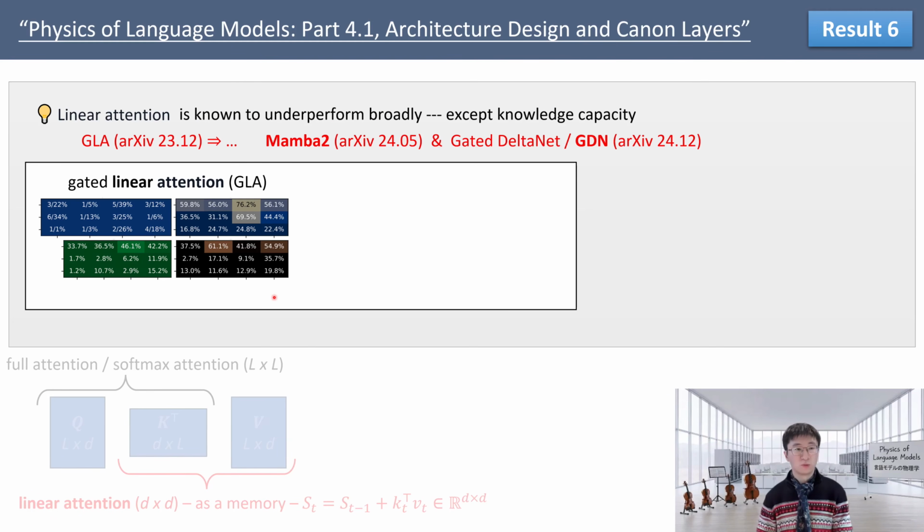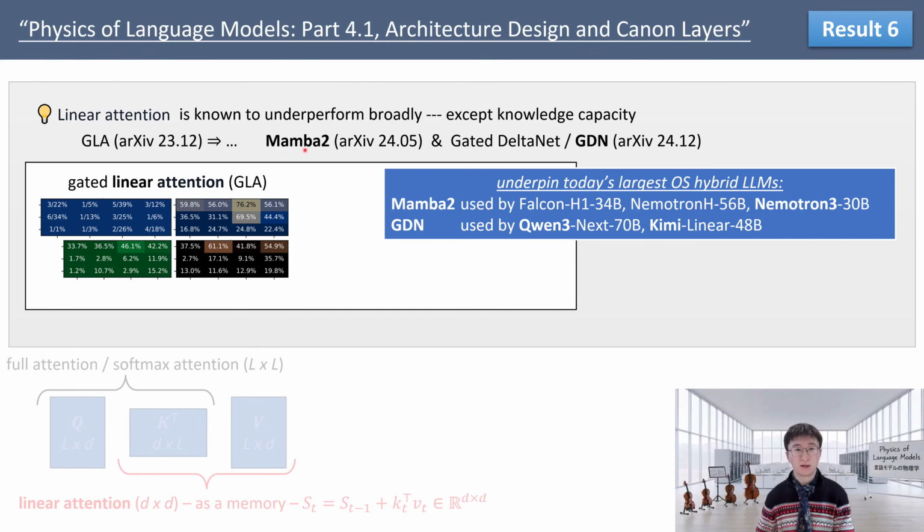But this was only the beginning of actually a very, very long journey of research. And there exist more than hundreds of works that study how to build better linear time architectures. So two of them I want to emphasize today are the Mamba2 architecture and the GDN, because they underpin today's largest open source hybrid language models. So Mamba2 actually was used by, for instance, NVIDIA's Nemotron 3 architecture, and the GDN was used by QuanNext as well as by Kimi. So that's why I picked those two.